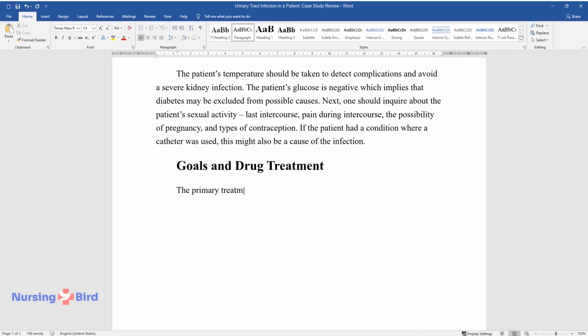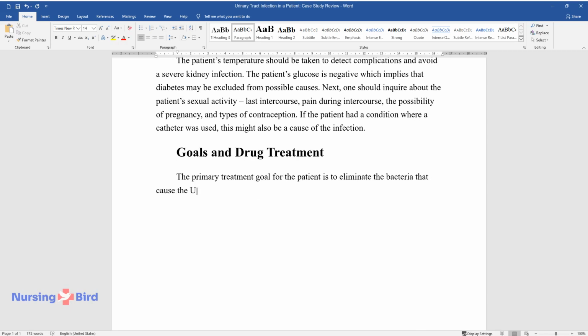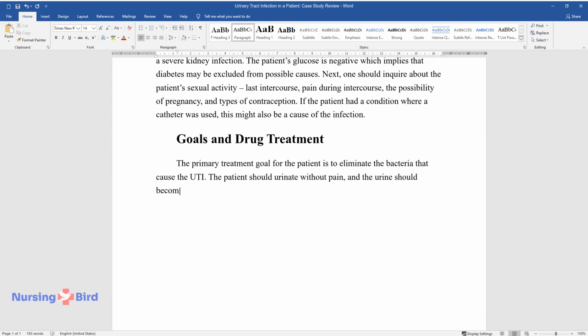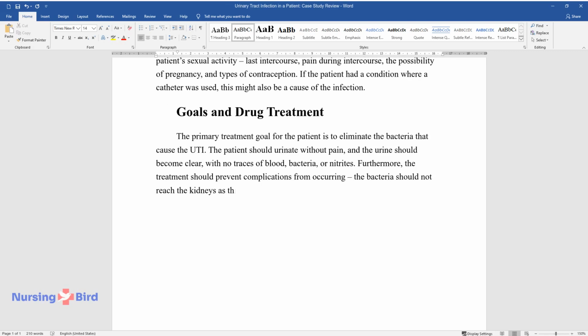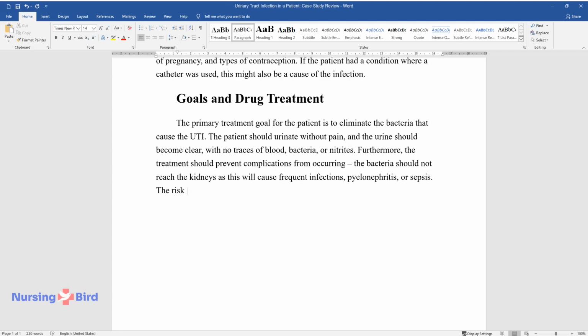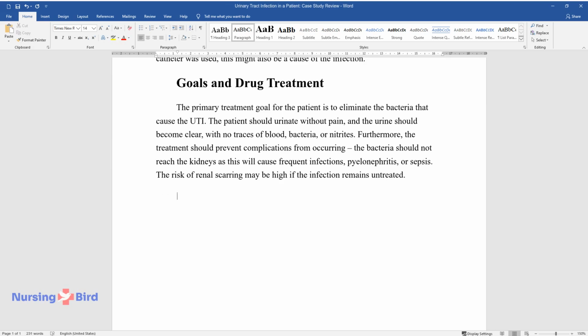Goals and drug treatment. The primary treatment goal for the patient is to eliminate the bacteria that cause the UTI. The patient should urinate without pain, and the urine should become clear, with no traces of blood, bacteria, or nitrites. Furthermore, the treatment should prevent complications from occurring. The bacteria should not reach the kidneys, as this will cause frequent infections, pyelonephritis, or sepsis. The risk of renal scarring may be high if the infection remains untreated.